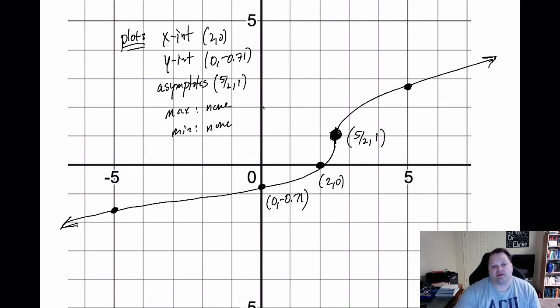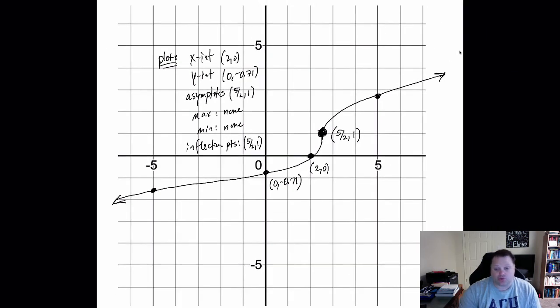Right? These are all the items that you should plot, and then lastly, you should plot any inflection points. And it turns out we did, because the point at 5/2, 1 is an inflection point. It's a point where you change from concave up to concave down. So those are the kinds of points that you should be plotting when you're sketching graphs using the tools that we talked about in today's lecture.